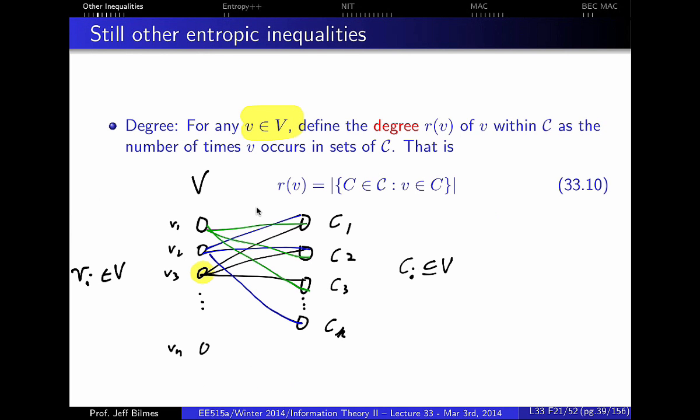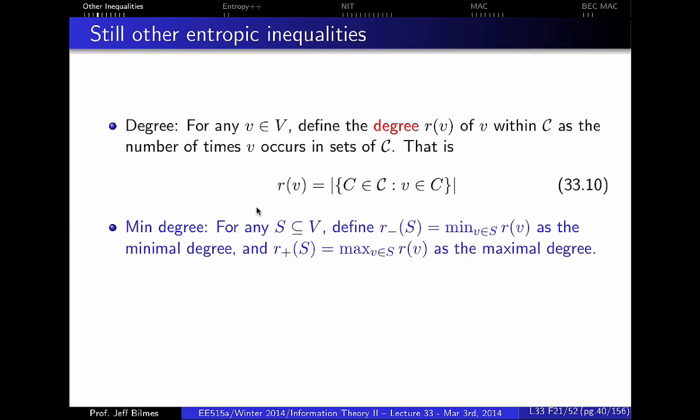So everybody got the idea of what degree is? It's really just counting the edges incident to each of the v's on the left-hand side of the graph. So there's the minimum degree of a set S. S is a subset of vertices, and R minus S is the minimum of the degrees, and R plus S is the maximum of the degrees. So it's basically saying, okay, here are a bunch of vertices. Which vertex has the fewest number of edges incident to it, versus which vertex has the largest number of edges incident to it.